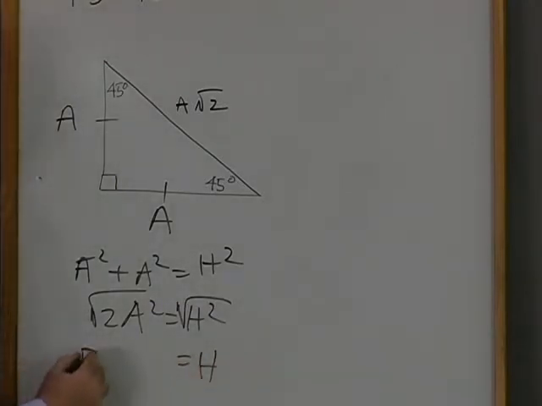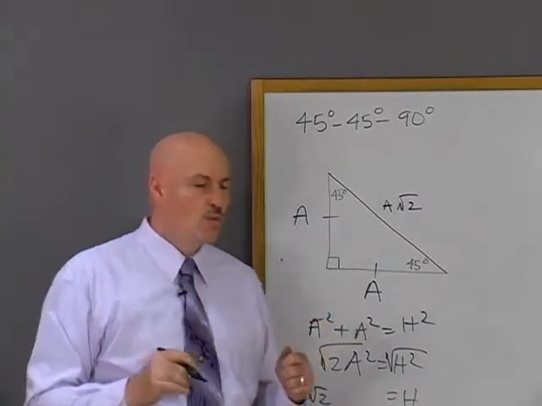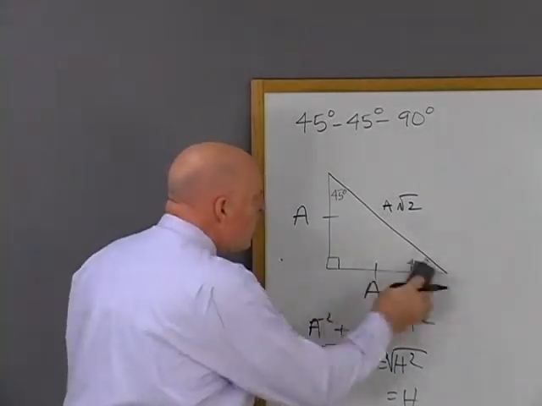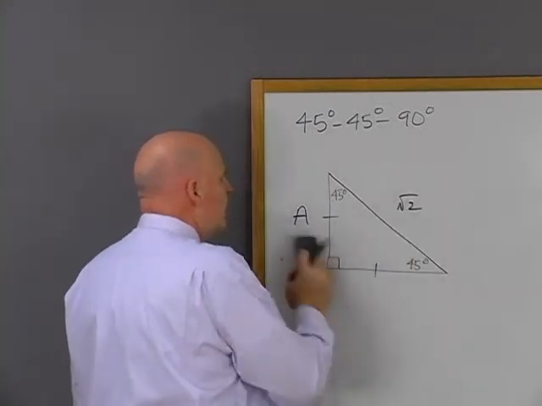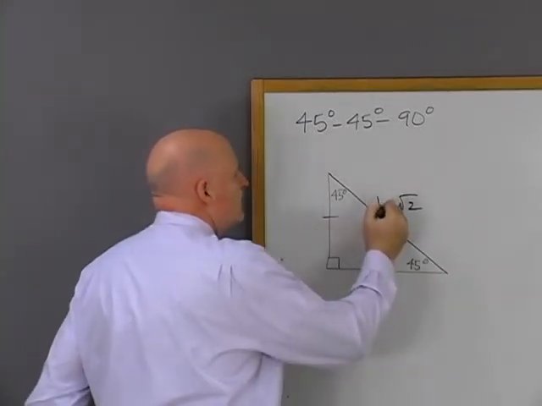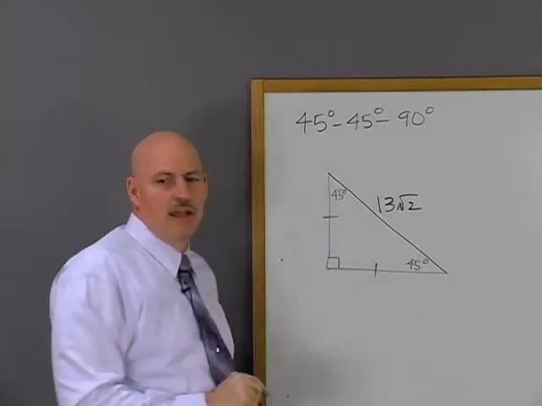I get the square root of 2 times the square root of A squared. What's the square root of A squared? A. So our answer is what we predicted, A times the square root of 2. So whenever you know that this is 45, 45, 90, and I say, okay, this is 13 times the square root of 2. What's the length of each leg?